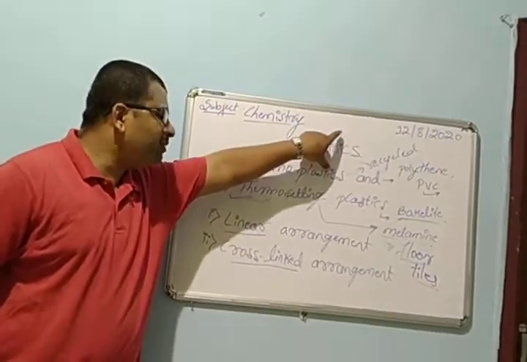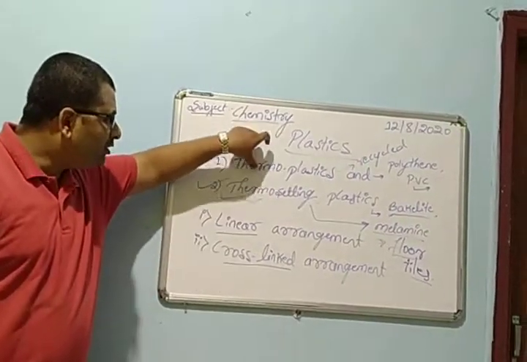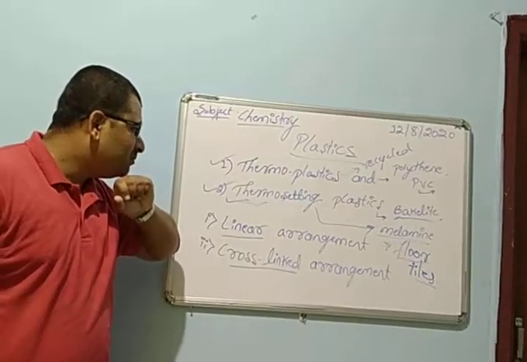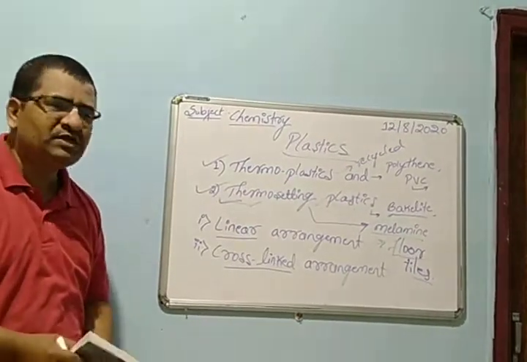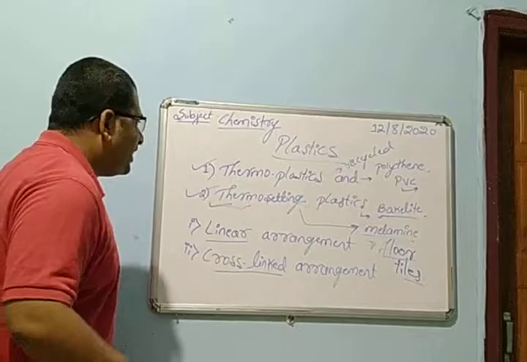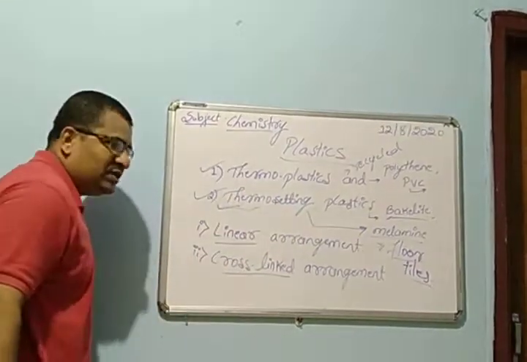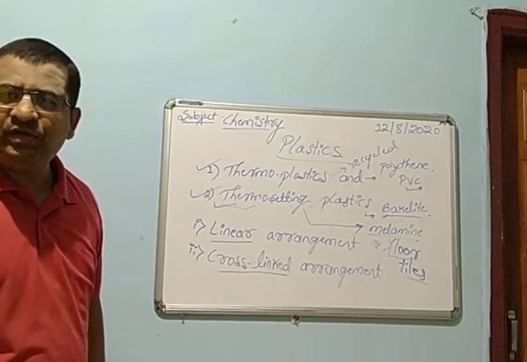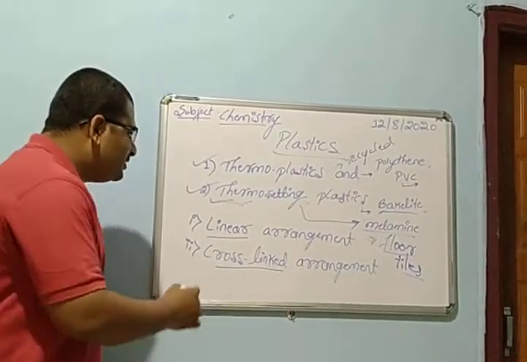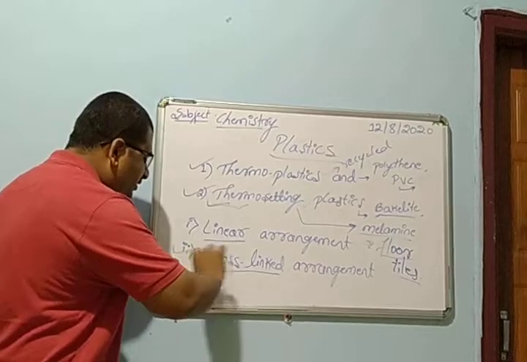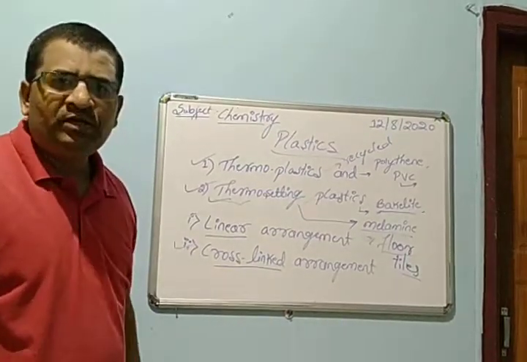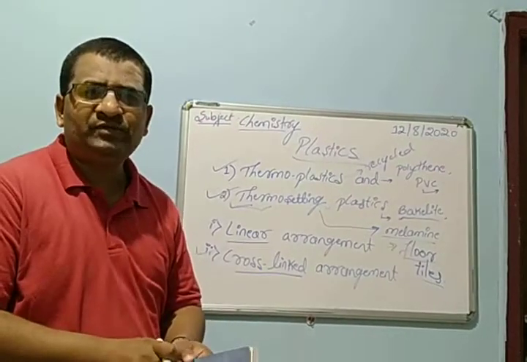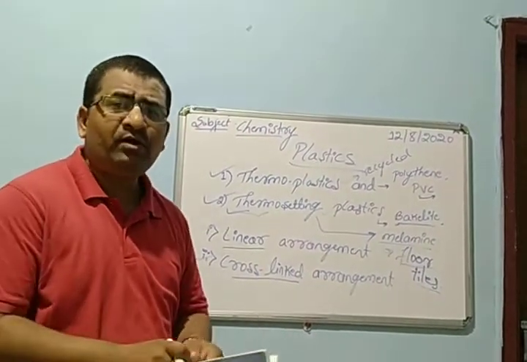So this is all about plastics and the types of plastics, thermoplastics and thermosetting plastics. What is the basis of classification of plastics as thermoplastics and thermosetting plastics? The basis is the arrangement of the monomer units, that is, the linear arrangement and the cross-linked arrangement.